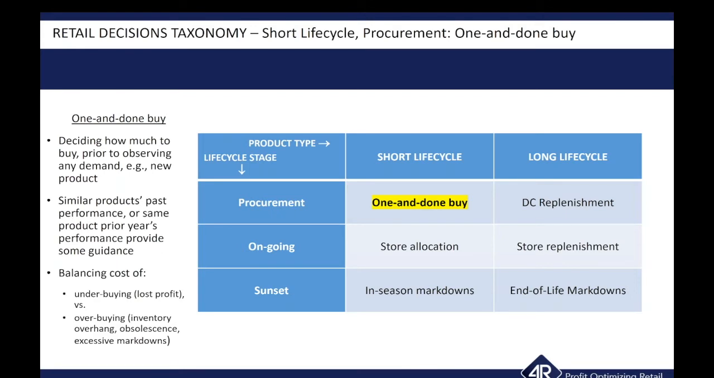And as such, the retailer is walking a fine line between buying too much and buying too little. And each of those errors has associated consequences on the profit. Underbuying means that the retailer would have been able to sell more had they had more, and so that's a lost profit. Overbuying, conversely, presents the retailer with an inventory overhang, which means obsolescence, excessive markdowns, sometimes even write-offs.